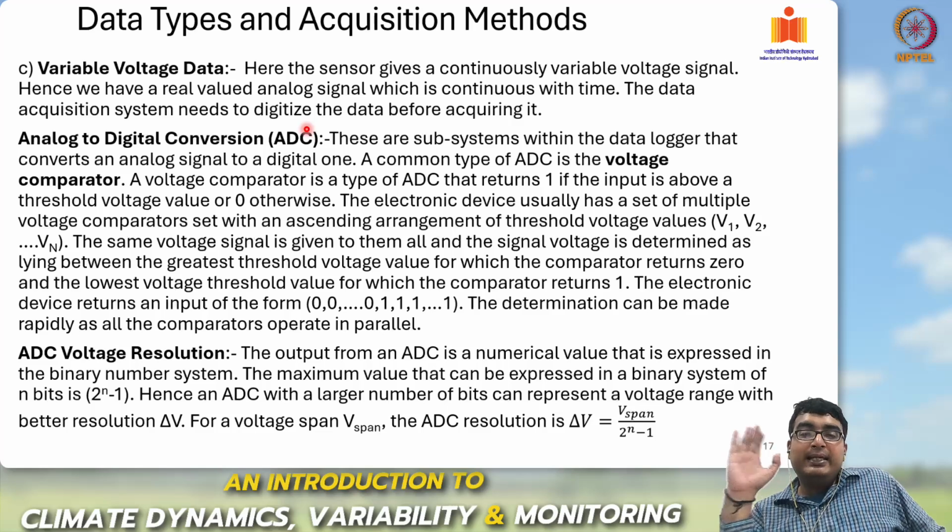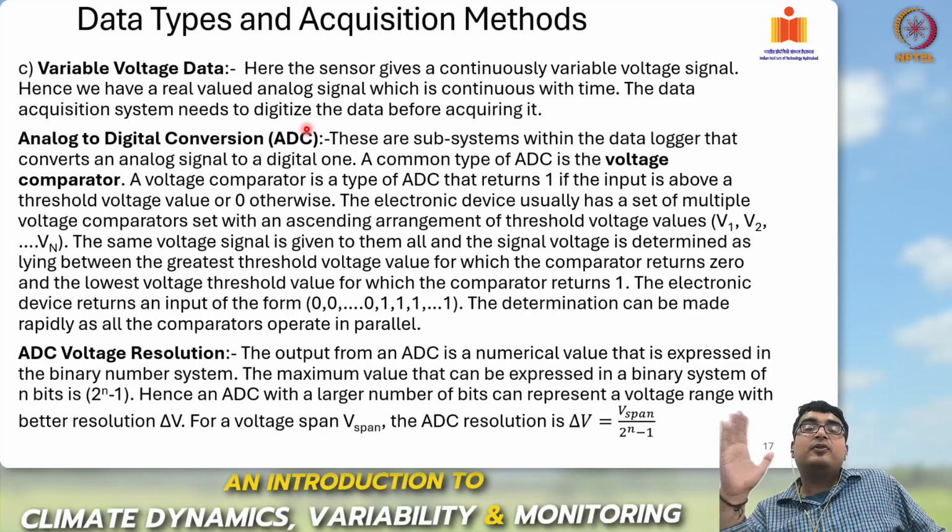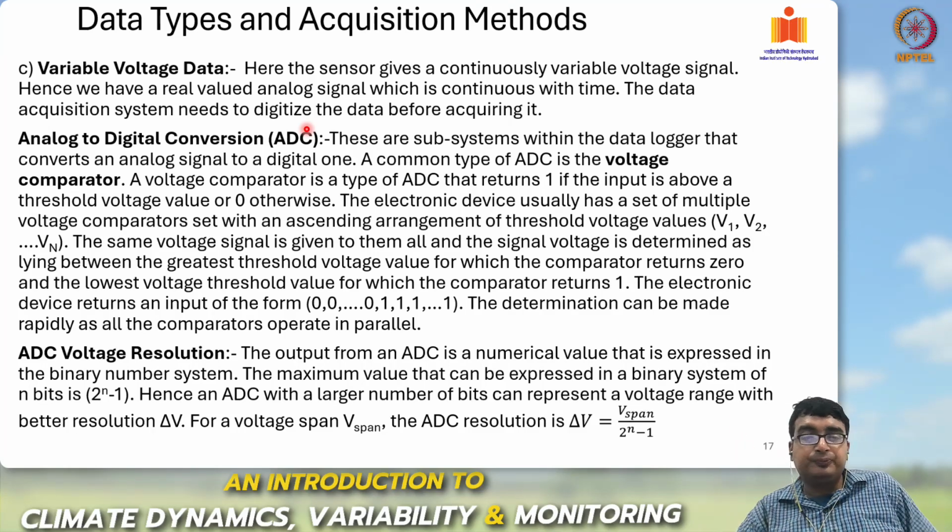Okay. The electronic device returns an input of the form 111000, and the determination can be made rapidly as all the comparators can be made to operate in parallel, and this way we know that the actual voltage is between 0.5 and 0.6 volts. Of course, you can have 1000 comparators there, and you can have a much finer resolution also if you want to.